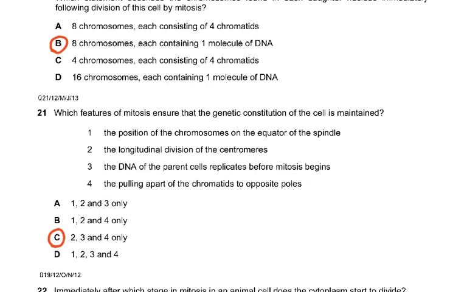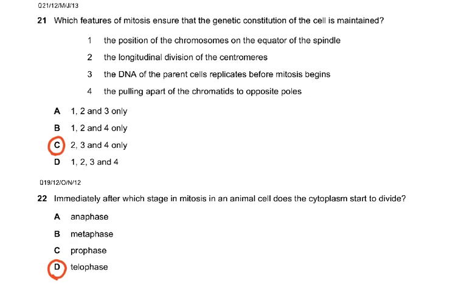Question 21. Which feature of mitosis ensures that all the genetic constitution of the cell is maintained? The position of the chromosome on the equator of the spindle, the longitudinal division of the centromere, or the DNA of the parent cell replicating before mitosis begins, with the pulling apart of the chromatin. So option one was the only one which was wrong: the position of the centromere on the equator of the cell.